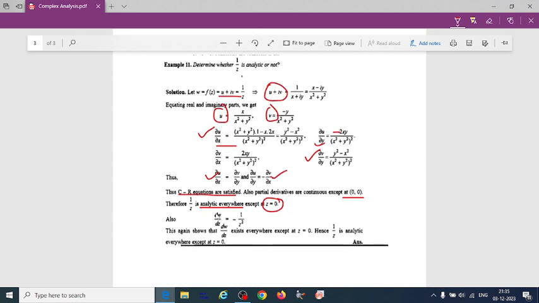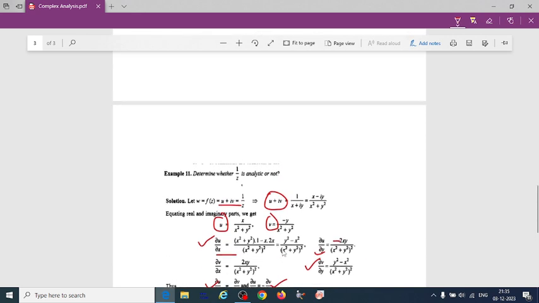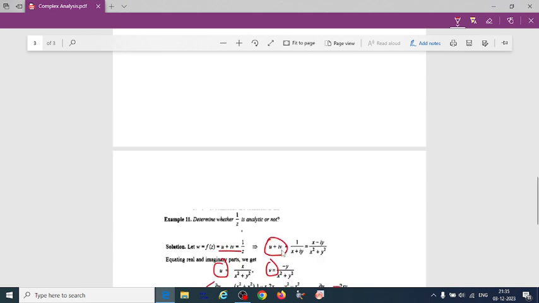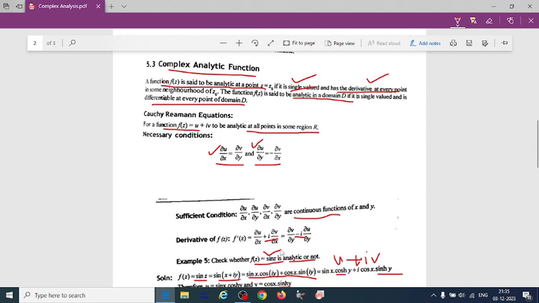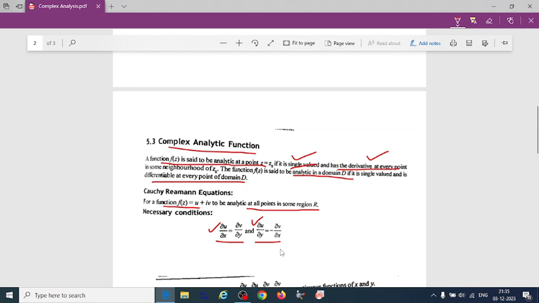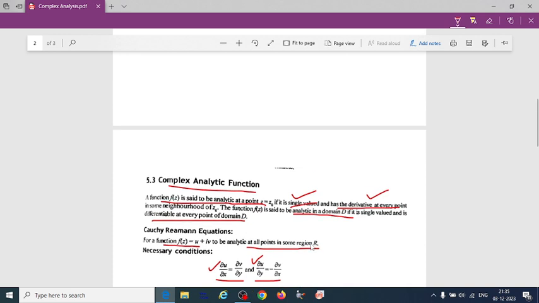So if we take the derivative of this function, that is equal to minus 1 divided by z square. So again we have to show that the derivative of the given function is analytic except at z equal to 0. So this is how you can check whether the given function is analytic or not. So this is how you can solve the problems related to analytic functions in complex numbers or complex analysis.